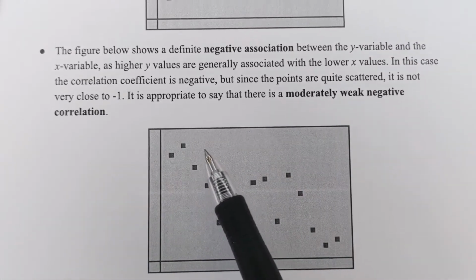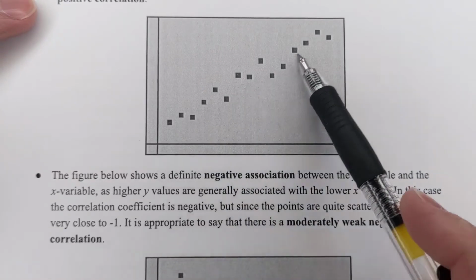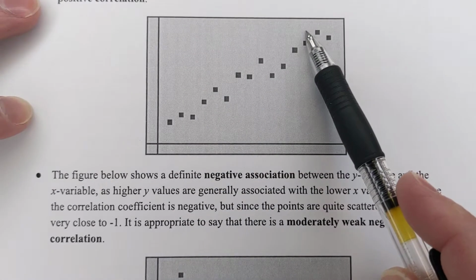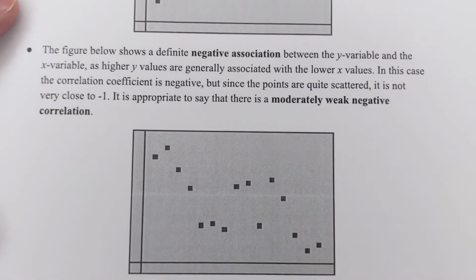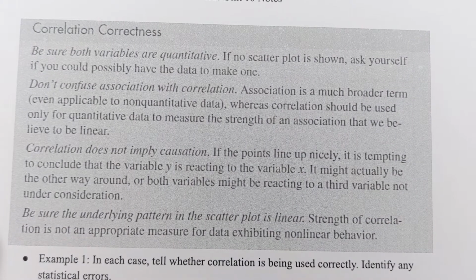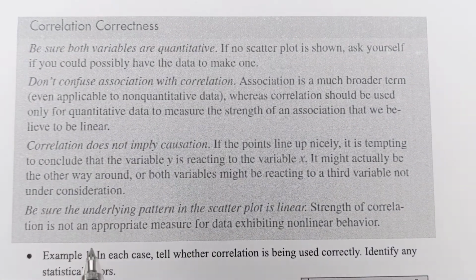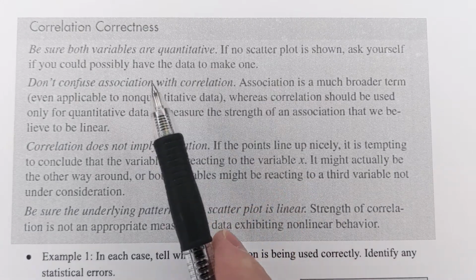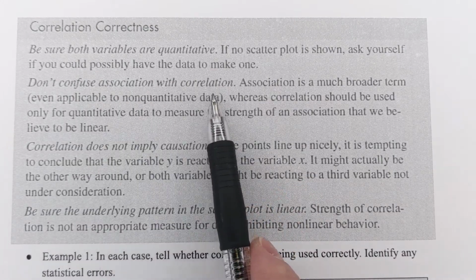So if your correlation is +1, they both increase, and if it's exactly 1, they all lie on a line. -1 would be all on a line decreasing. 0 would be essentially no correlation at all. Okay, so correlation correctness. Be sure both variables are quantitative. So you need numbers.